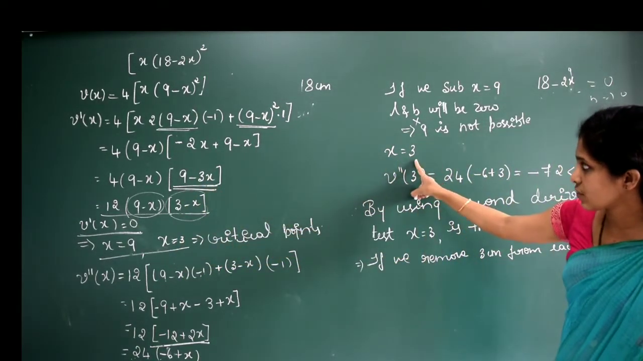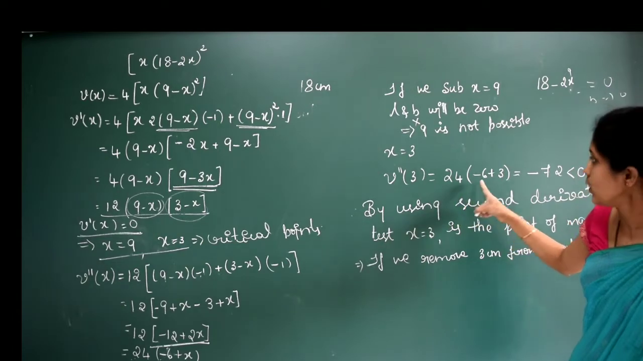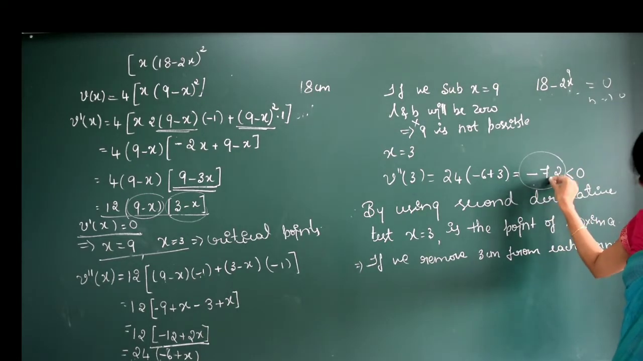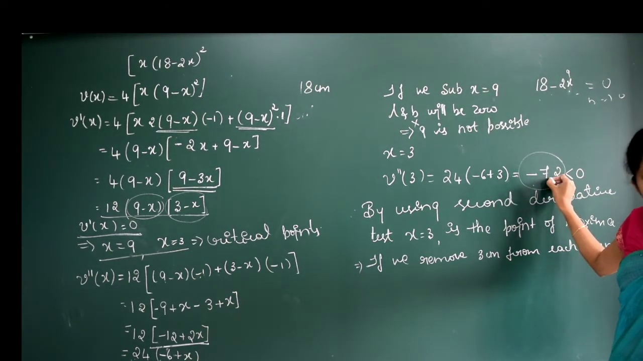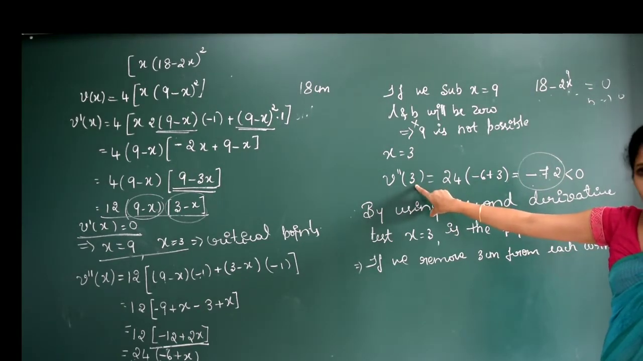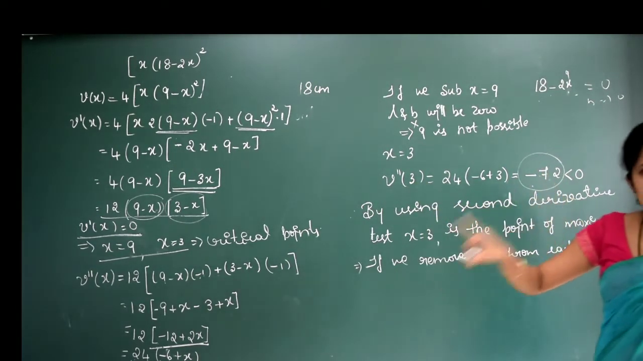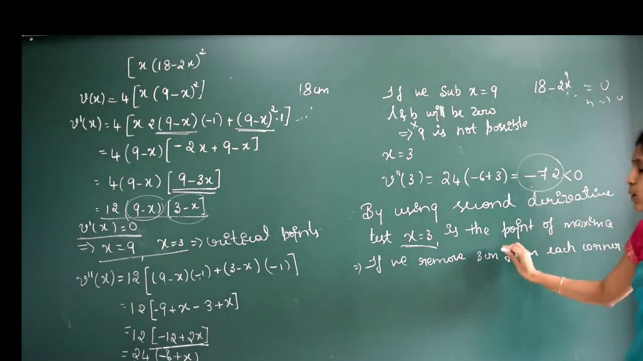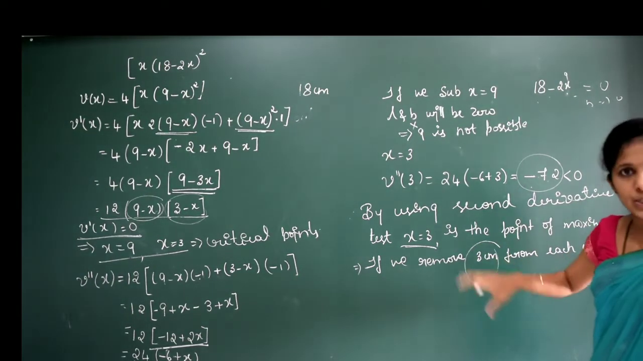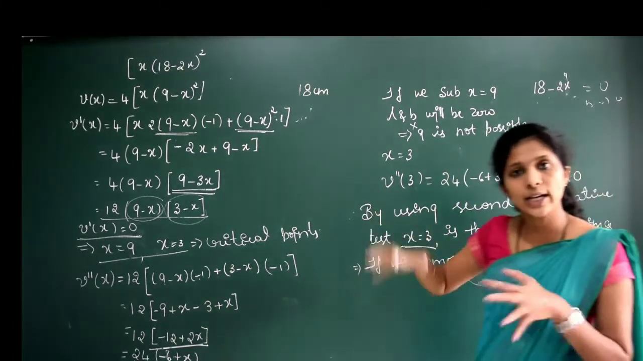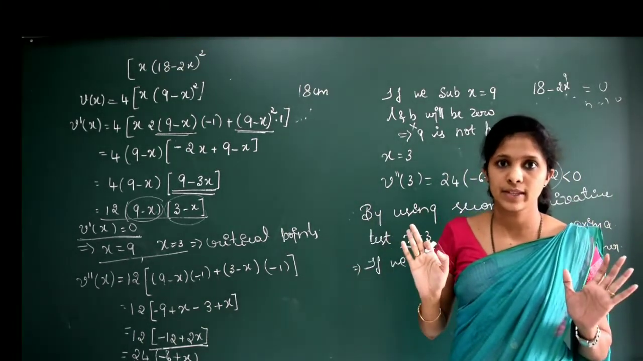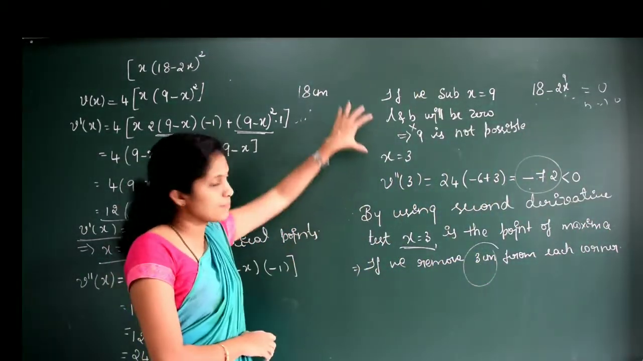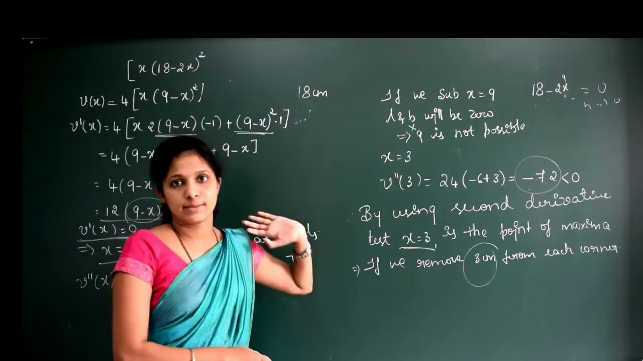So if you substitute x as 3, V double dash of 3 will be 24 into minus 6 plus 3, so it will be minus 72. We got the negative value, right? Whenever V double dash of x is negative or less than 0, obviously this value will be the maximum value. So by using second derivative test, we can say that x is equal to 3 is the point of local maximum. That is, we have to remove 3 centimeter. Is it clear? We need to remove 3 centimeter from each corner to get the volume of a box maximum. Finally, we have to remove x is equal to 3 centimeter from each corner of the box to get the volume as a maximum. See this one.